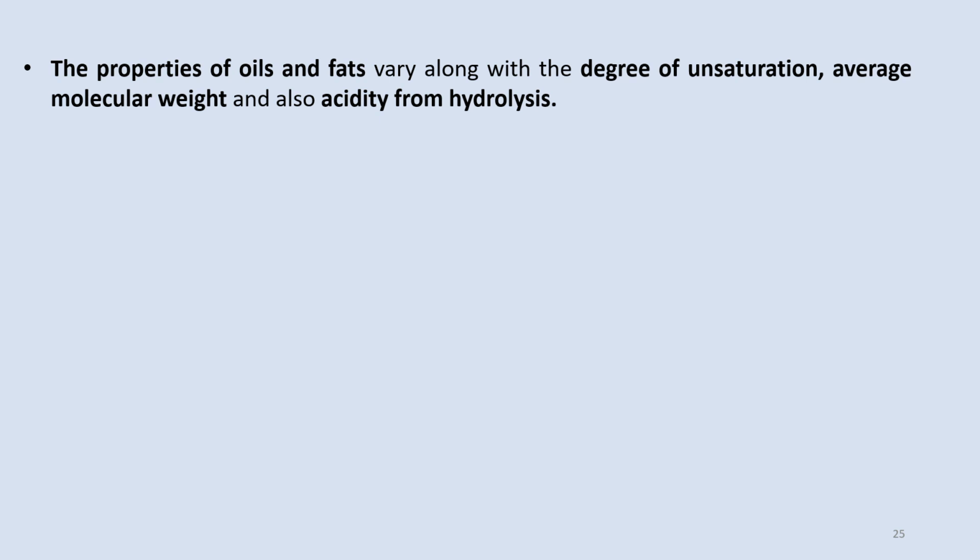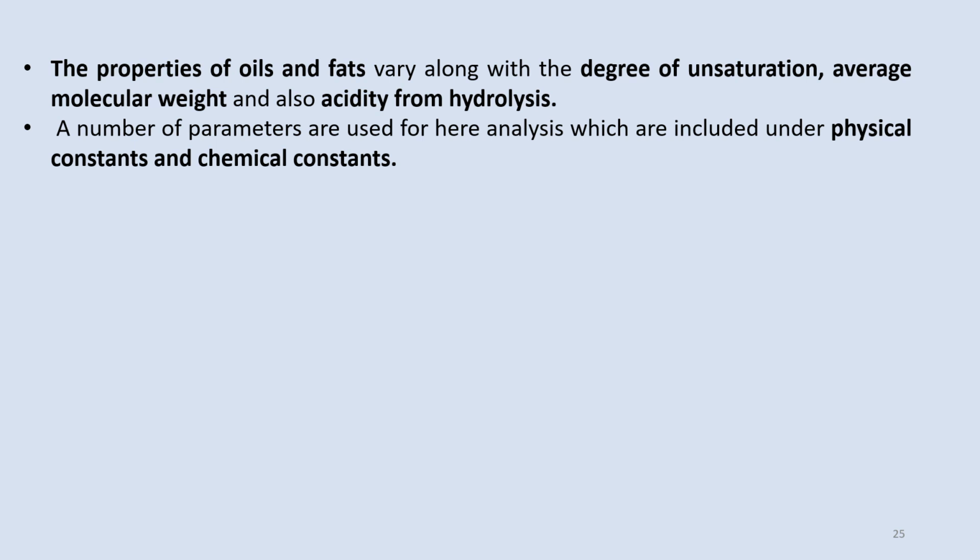And here the properties of oils and fats vary along with the degree of unsaturation, average molecular weight, and also acidity from hydrolysis. We know that esters of fatty acids are fats and oils. So when they undergo hydrolysis, the acid released can also decide the major property of fats and oil.